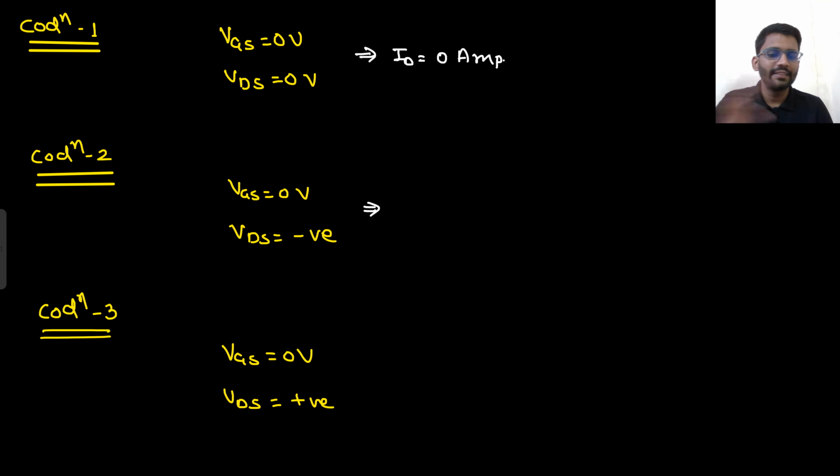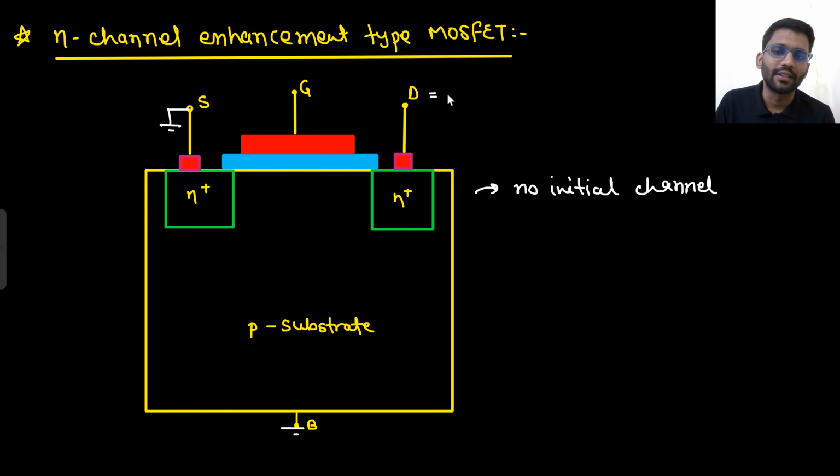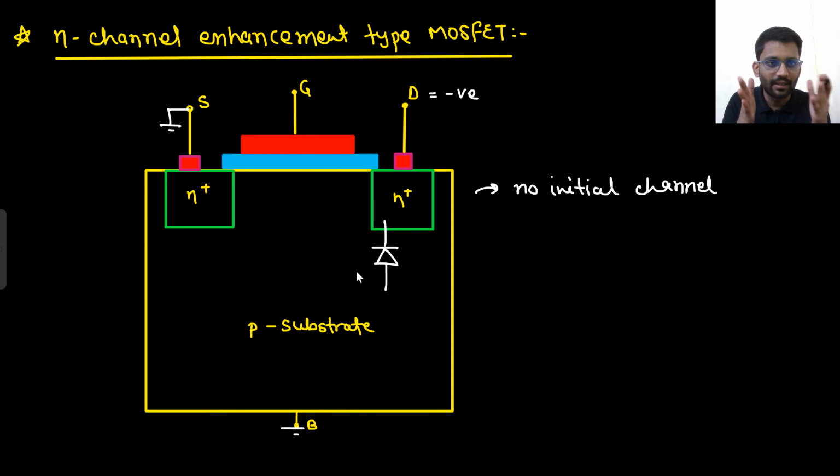Now VGS is 0 and VDS is negative. Here you are applying negative potential. This is the scene here, right? N and P. You are applying negative potential, so you are making it forward bias. The depletion width is small and the electric field is less.